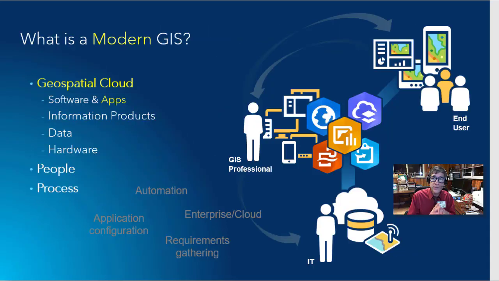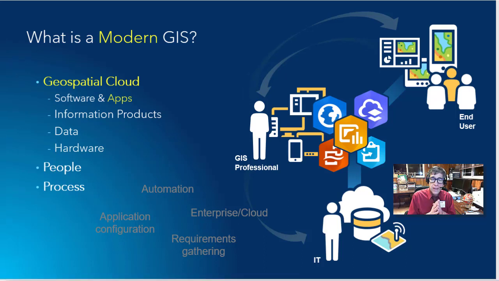I think it's important at this point to talk about what is a modern GIS. A modern GIS is anchored in this geospatial cloud. It's a system of systems. It includes software, apps, such as dashboards, story maps, web app builder apps, experience builder apps, information products, communicating about a geospatially related problem or issue. Data, as we're talking about right now, hardware, people, and a process.